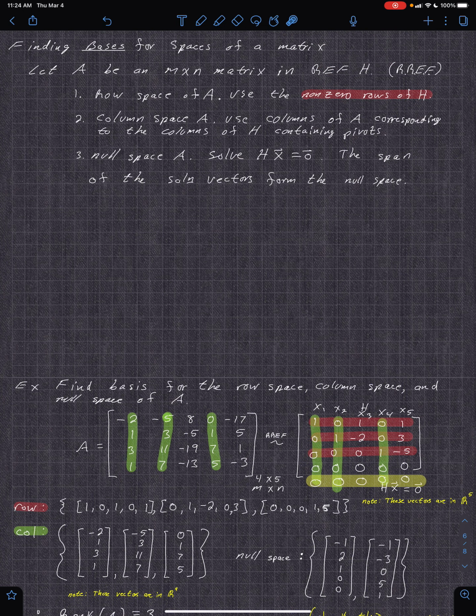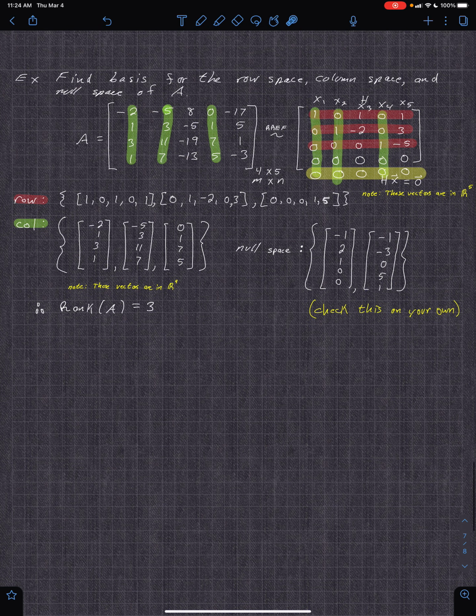So the null space is the span of the solution vectors from the null space. So I did not show all these steps. So you want to check this on your own. And so I wrote down x1, x2, x3, x4, x5. To do that, I had to write another row right here. So you have two free variables because both of these are zeroed out. And so x5 is arbitrary, x4 is arbitrary, and then you solve for those respective x3, x2, x1.